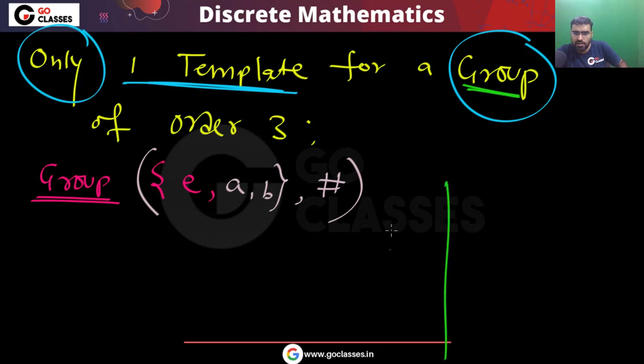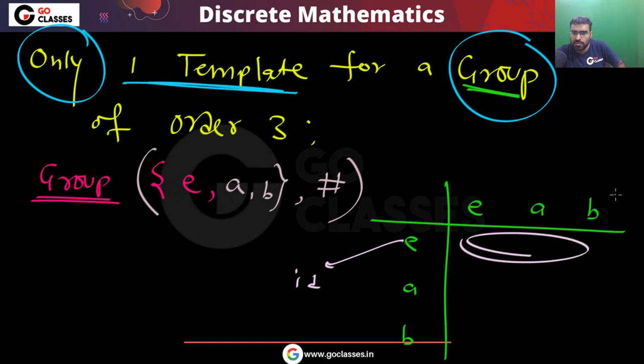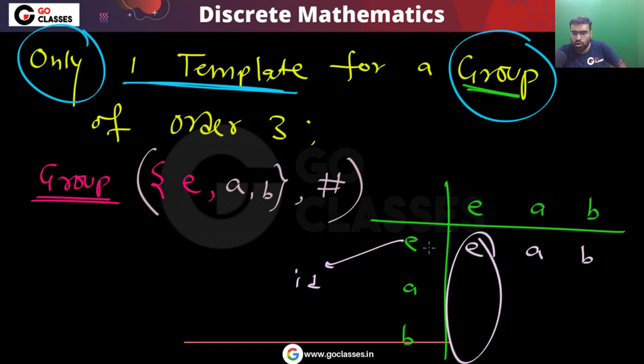Now if you create the Cayley table, it will be E, A, B. Now let's create the Cayley table. There is no choice because E is the identity element. So this row must be the same as this header, so you must have this. Similarly, this column must be the same as this header, so you must have this.